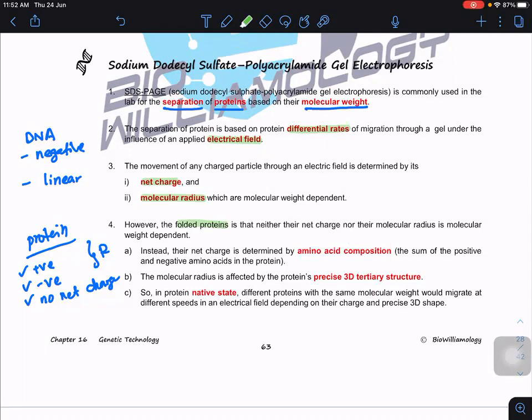So understand the concept here. For protein, we need a special step because of the folded structure, and movement is determined by the amino acid composition, the sum of the positive and negative charges, and also the tertiary structure, whether they are globular or fibrous proteins. If globular, it tends to be more round and less resistant, but if they are fibrous proteins, then they tend to be longer, linear.